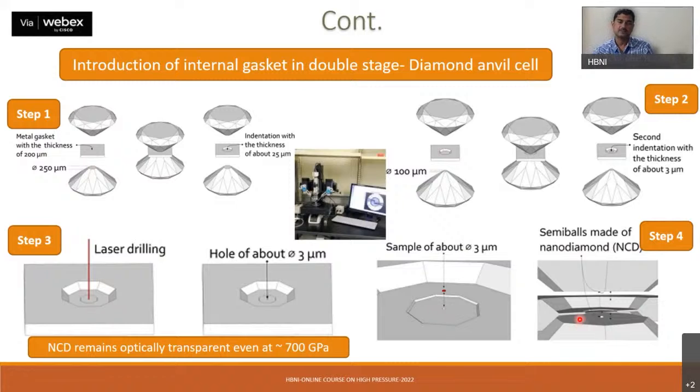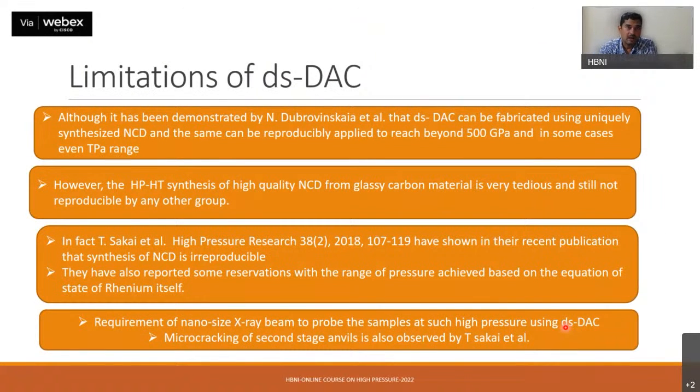So these kinds of experiments are really very challenging, but they give proof of the technique. They demonstrate authoritatively that yes, using static high pressure also, you can do experiments in the range of terapascals. All said and done, there are some limitations of this double stage diamond anvil cell. Of course, these kinds of anvil cells are not for common use.